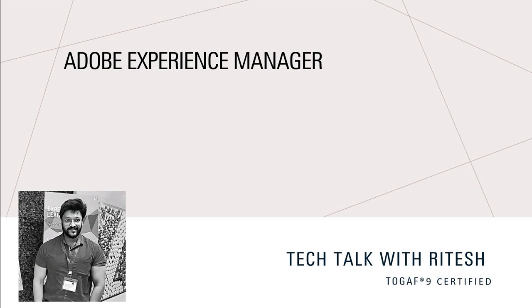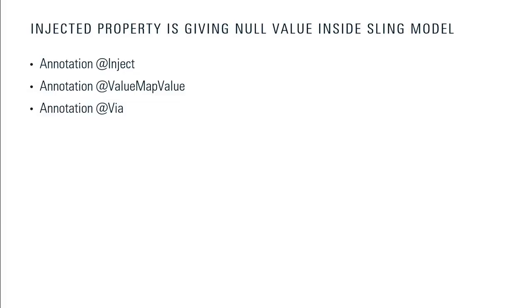Hi, in this video, we are going to discuss a very common issue we face while we create Sling models. So the issue is, we have used the @Inject annotation, but while we see in the Sling model, the properties will give us null value, and we will also see the usage of annotations @Inject, @ValueMapValue and @Via.